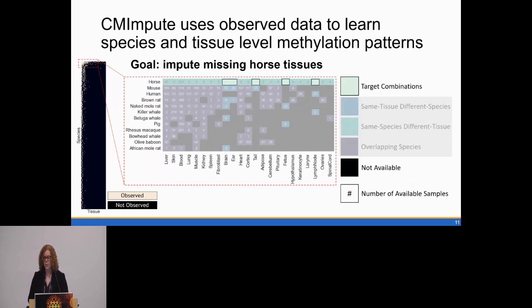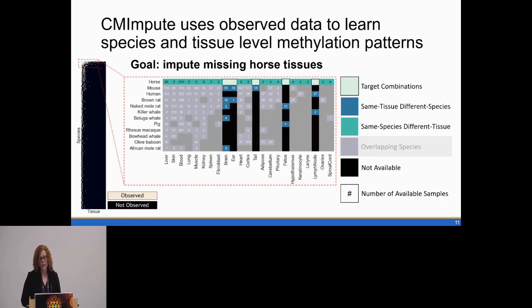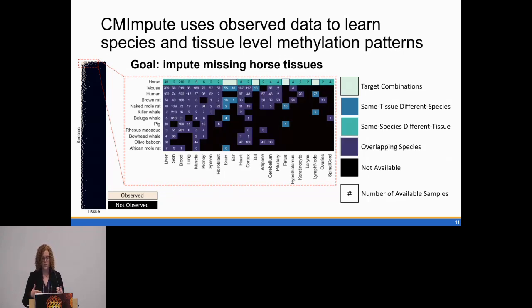CM-impute is trained on different categories of observed data to learn the methylation patterns between different species and tissues. This toy example represents the data that could be used to impute these missing horse tissues shown in light green. The first category is same species, different tissue information, which allows CM-impute to learn patterns between different observed horse tissues. The next category is same tissue, different species, allowing CM-impute to learn the differences in methylation levels across species in the target tissue. The final category is overlapping species information, which allows cross-species methylation patterns to be learned between the overlapping tissue types in the target and non-target species. Altogether, this information allows the model to predict what the mean methylation levels are in the missing species tissue combinations.